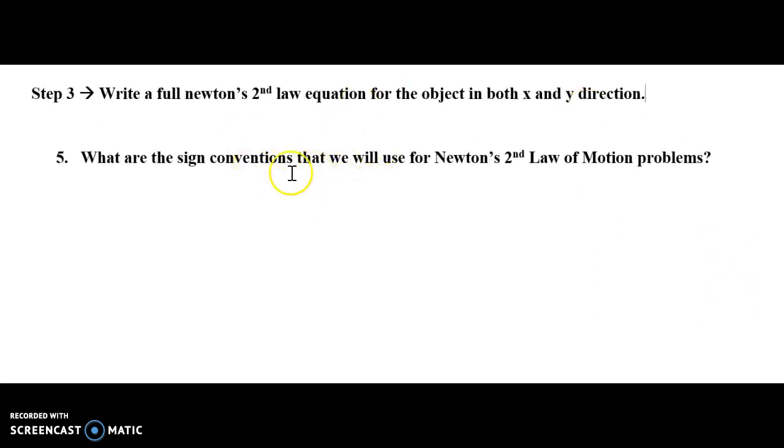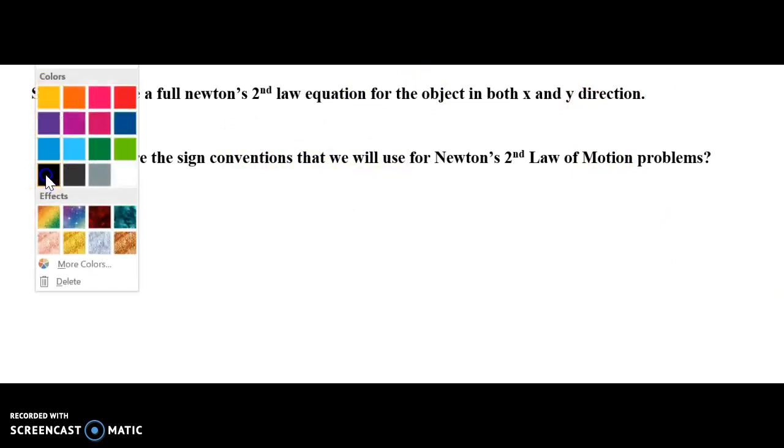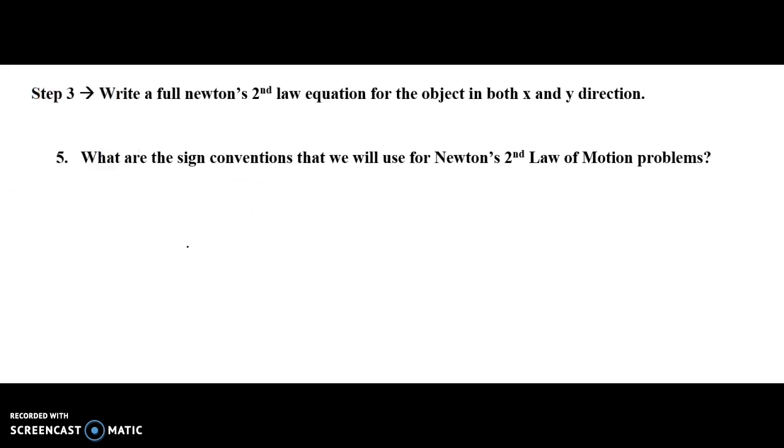There are two sign conventions that we're going to use with Newton's second law. For our sign convention, anything up is going to be positive and anything to the right is going to be positive. So if it's down or to the left, it's going to be negative, have a negative force.